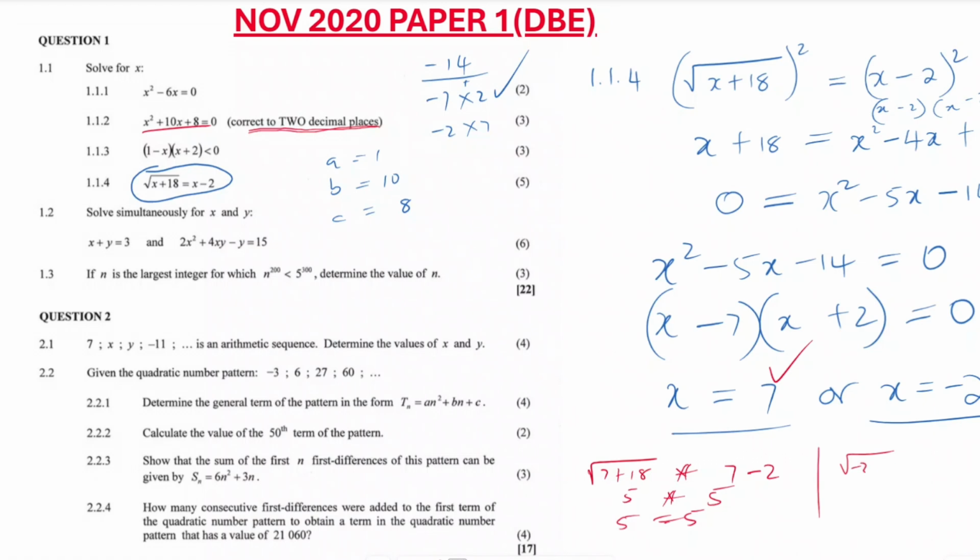That is going to be minus 2 plus 18. Minus 2 minus 2. Minus 2 plus 18, we get 16. Square root of 16, which is a 4.